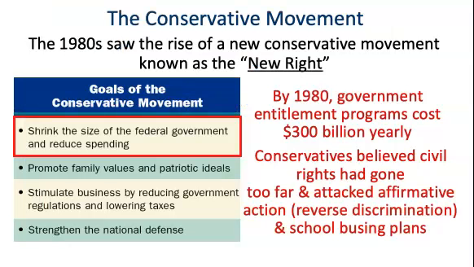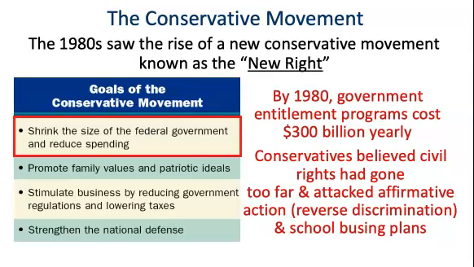The 1980s are going to see a rise of a new conservative movement known as the New Right. And we should really think of this as the opposite of new liberalism, which we really see come into full form with Lyndon Baines Johnson's Great Society. There are four general goals of the conservative movement that you should write down on the left-hand side. And the first one is shrink the size of the federal government and reduce spending.